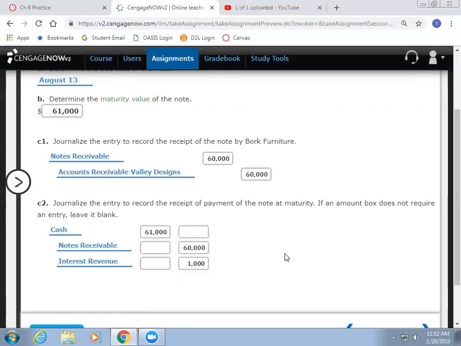The cash is debited for the maturity value. Notes receivable is credited for the face value of the note, the $60,000, and then interest revenue gets credited the $1,000.